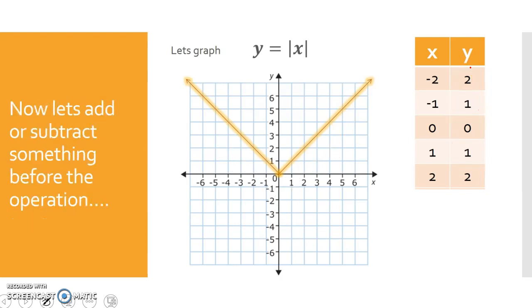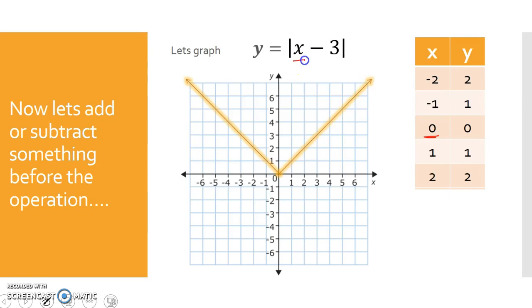So now that we know how to translate things up and down, now let's add and subtract something before the operation. So before we take the absolute value, let's go ahead and take a function that looks like this. y equals the absolute value of x minus 3. So we're going to subtract 3 before we take the absolute value. Suppose we want this x to be 0. We want to take the absolute value of 0.